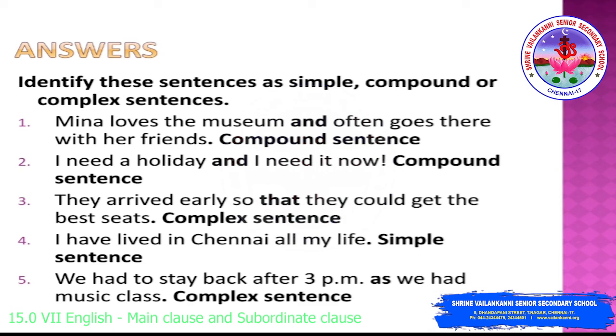Next: I have lived in Chennai all my life, which is a simple sentence because it has only one main clause and one finite verb, lived. Fifth one: We had to stay back after 3 p.m. as we had music class, which is a complex sentence.